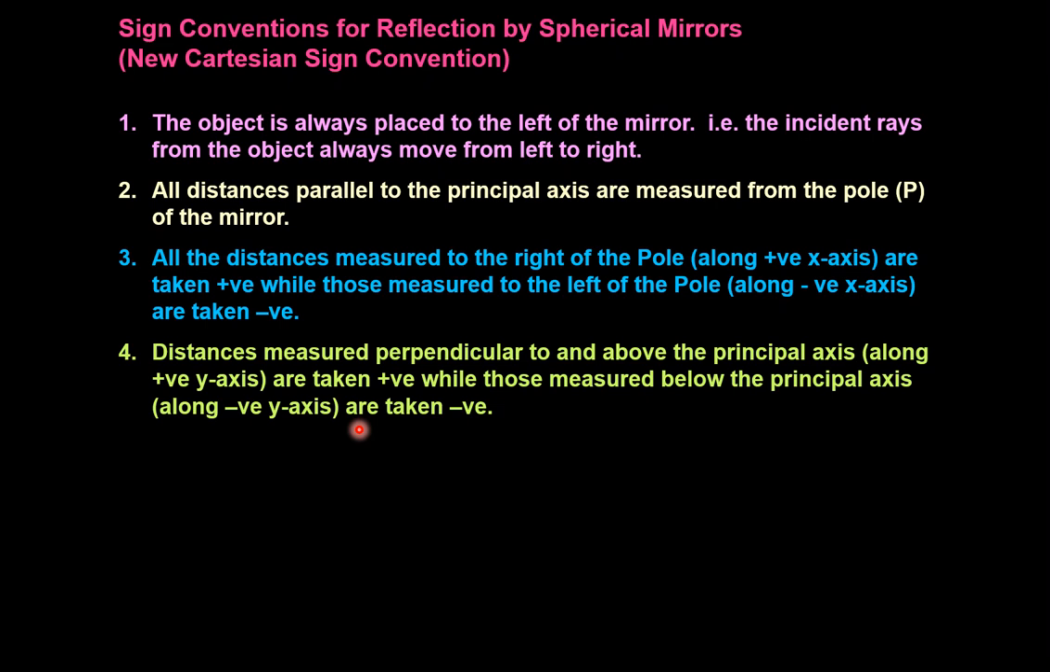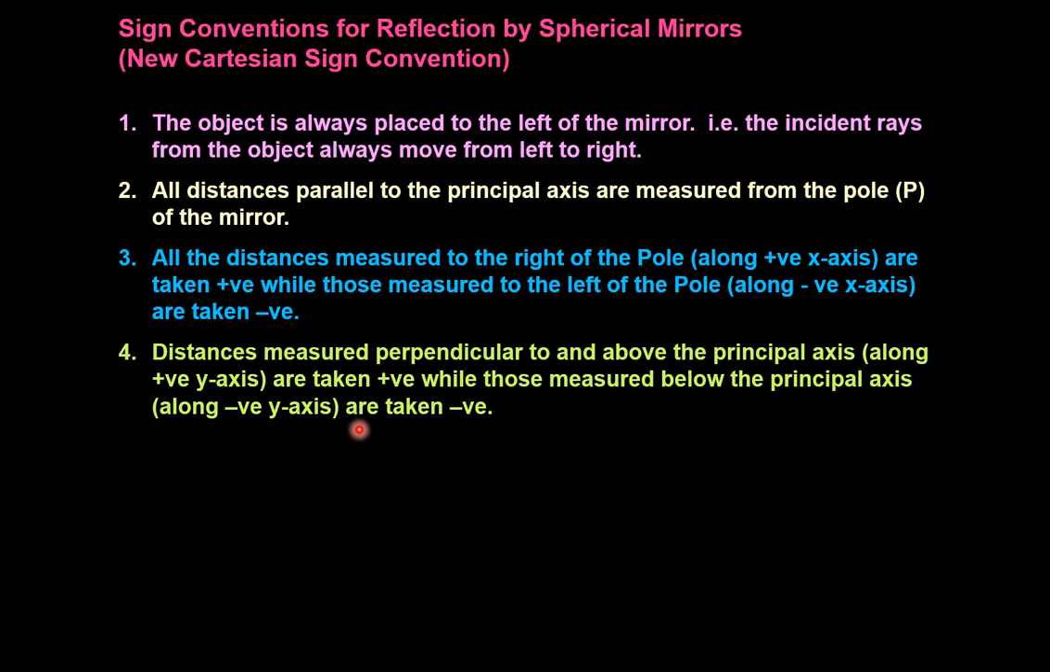Now if I say any particular mirror, like a concave mirror, is producing a real and inverted image, inverted image means it will be perpendicular to but below the principal axis. So that's why in such cases of real and inverted image, the height of the image has to be taken as negative, because it is below the principal axis.